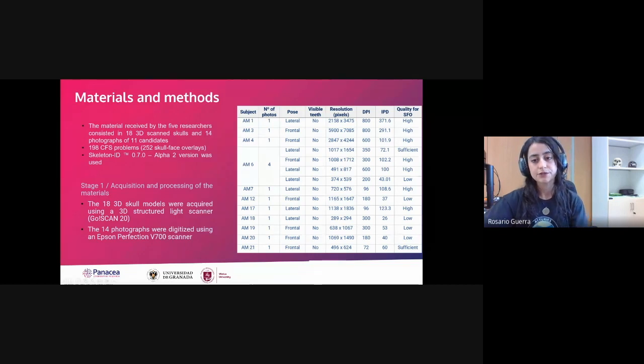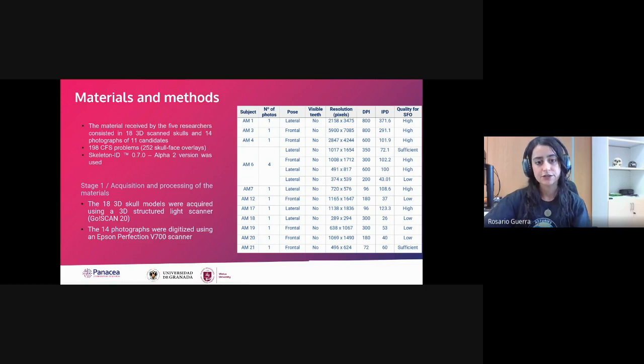The materials used in the study were the 18 3D scanned skull models that had been acquired using a 3D structured light scanner, GoScan 20, and the 14 photographs of the 11 candidates for which we had access to photographs, which were digitized using an Epson Perfection V700 scanner. Then they were all uploaded to the Skeleton-ID database, which allows the storage and management of thousands of antemortem photographs and skull models, and later processed in the virtual lab.